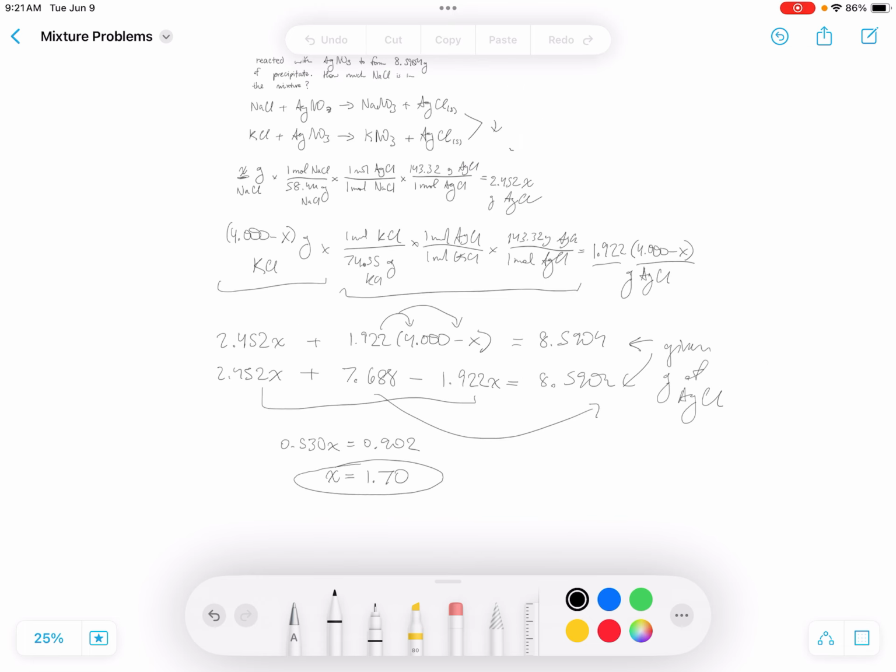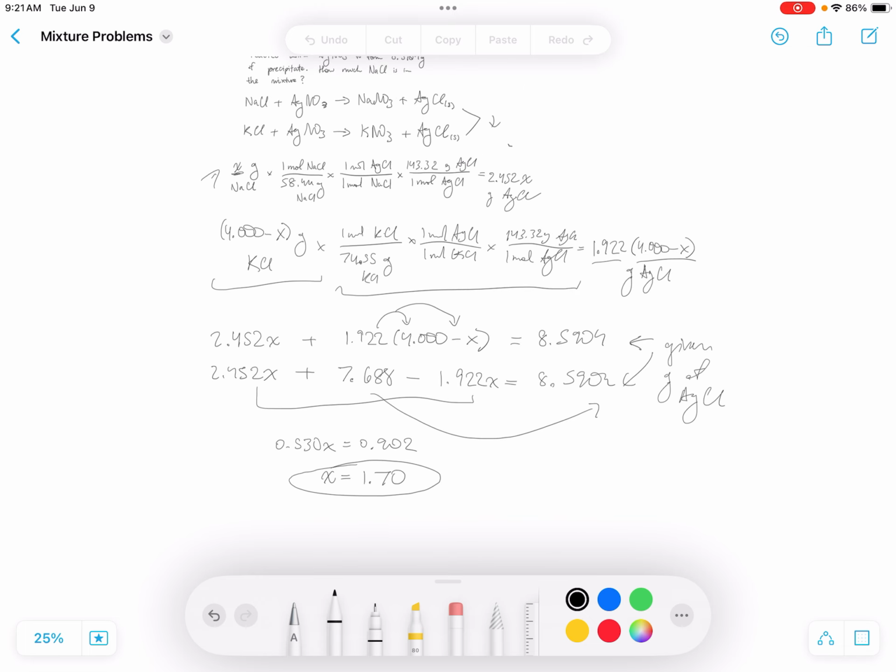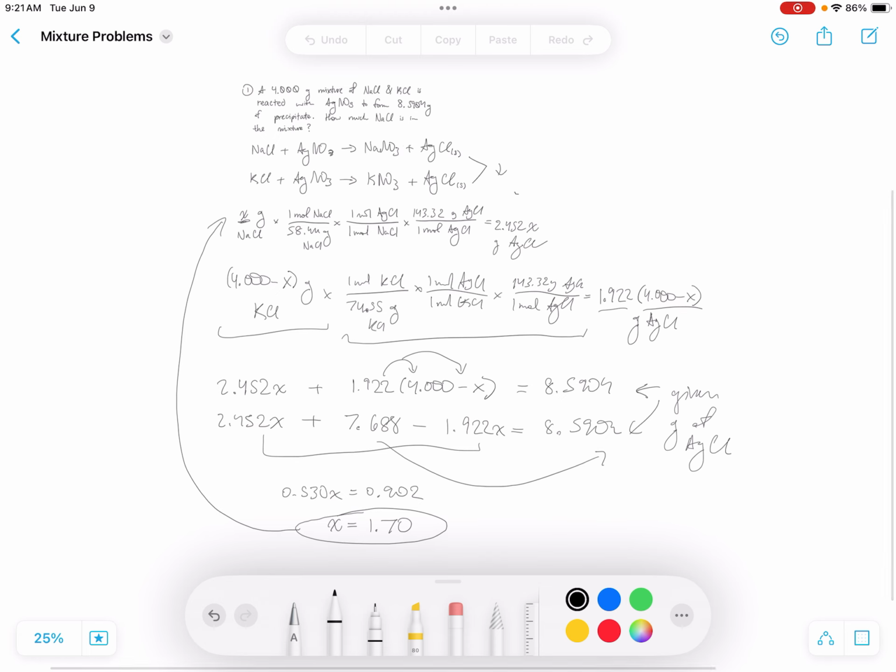Cool. So if we go all the way back up to our stoichiometry step, we know we set x as the grams of NaCl. So we know that we have 1.70 grams of NaCl in our mixture.